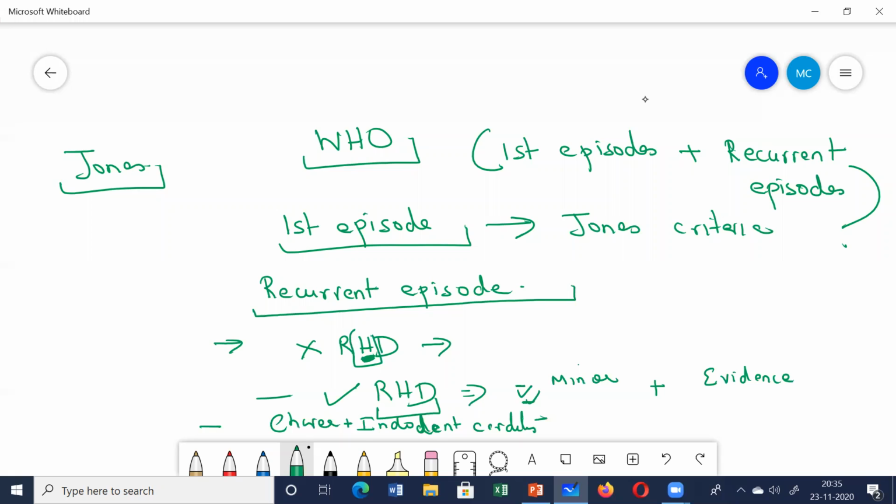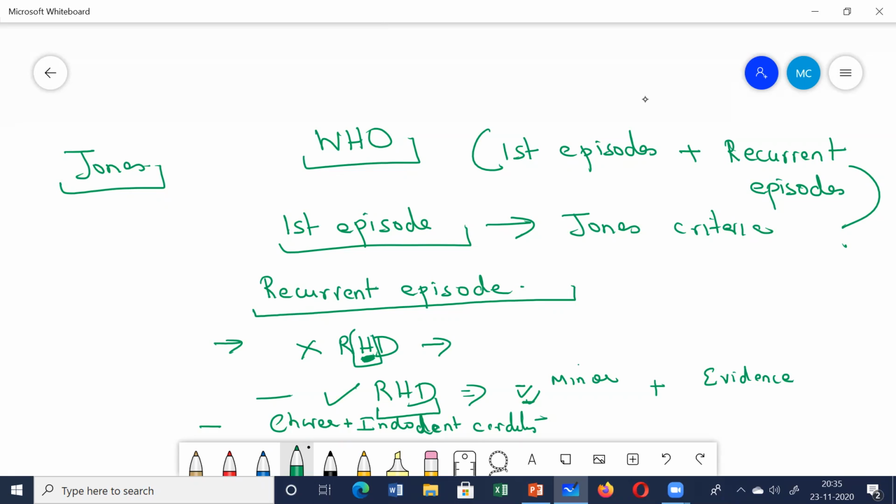Again, to repeat, Jones criteria, I told you, is the major criteria and minor criteria. WHO: if it's the first episode of acute rheumatic fever, same as Jones criteria. Recurrent episode, you evaluate whether the patient has an established RHD or not. No established RHD, again as per the first episode in Jones criteria. And if the patient already has established rheumatic heart disease, if his heart is also involved, then just 2 minor criteria.